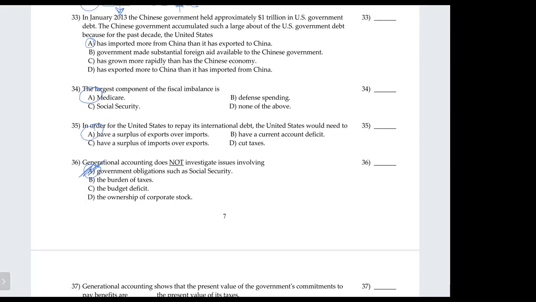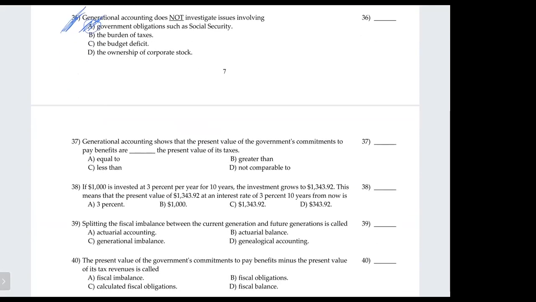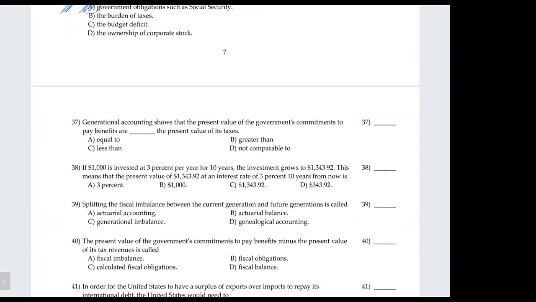36. General accounting doesn't investigate issue involves. Sorry, so you can ignore these questions. And the same for 37. Ignore this one.